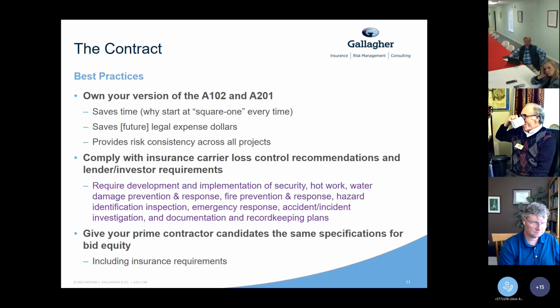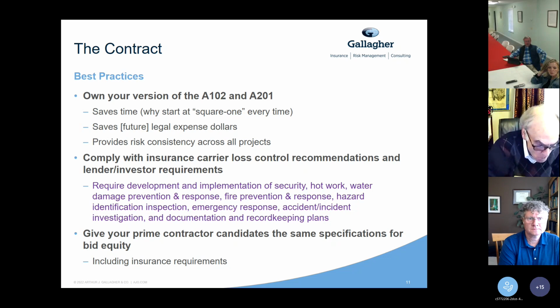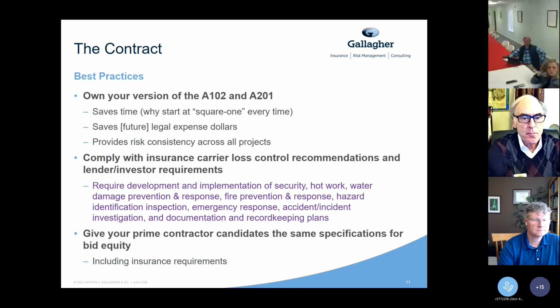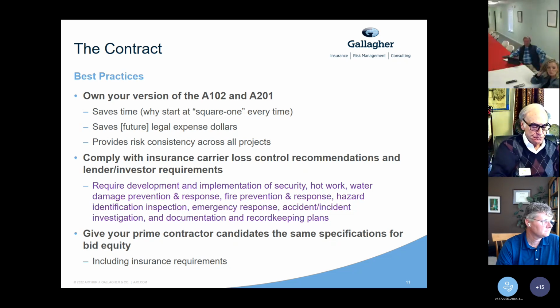The last best practice we have here on the slide is to give your prime contractor candidates, let's say you've narrowed it down to 3 or 5, consider giving them these specifications ahead of time for bid equity. Let them know what the insurance requirements are, let them know what the loss control requirements are. And that way it's an even playing field for everyone. They know it's expected. If they don't think they can adhere to it, they may drop out on their own. But again, you can help create bid equity by giving everyone that ahead of time.